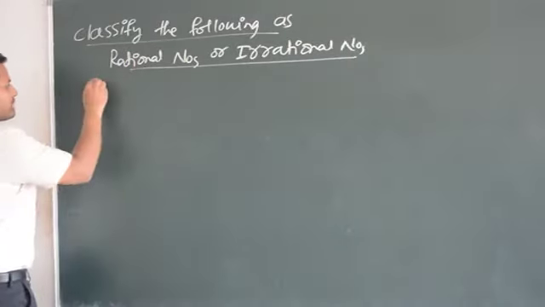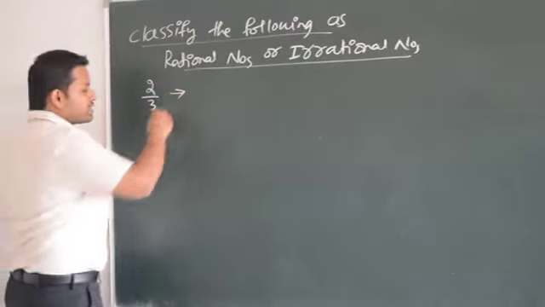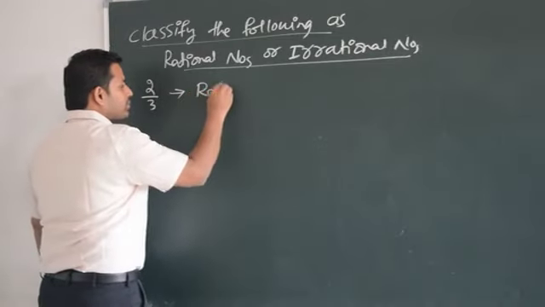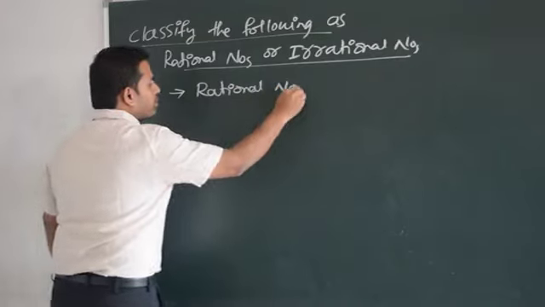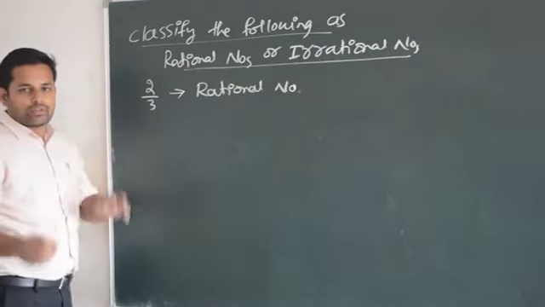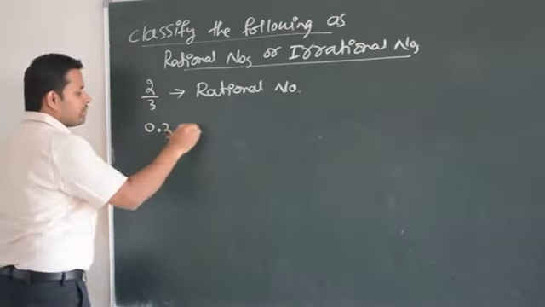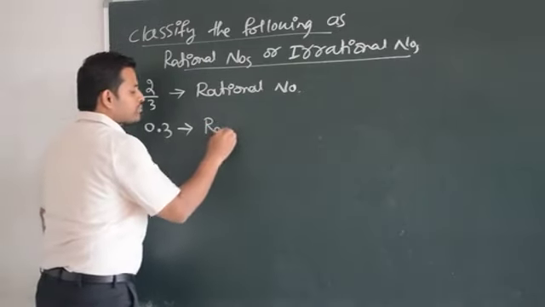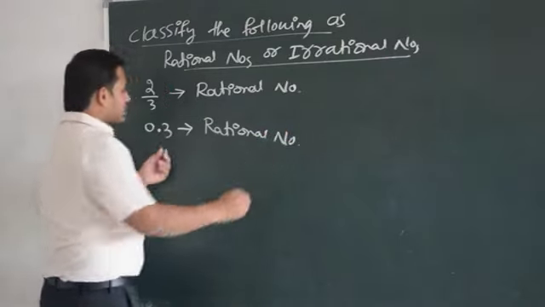If I say 2 by 3, what is it? Tell me. 2 by 3, does it become a rational number or an irrational number? Rational number, of course, because a rational number means one which can be represented in the form of P by Q. P and Q should be integers and Q should not be equal to 0. I told you already. If I say 0.3, is it a rational number or not? Yes, it's a rational number. Why is it a rational number? Very simple, terminating decimal expansion.